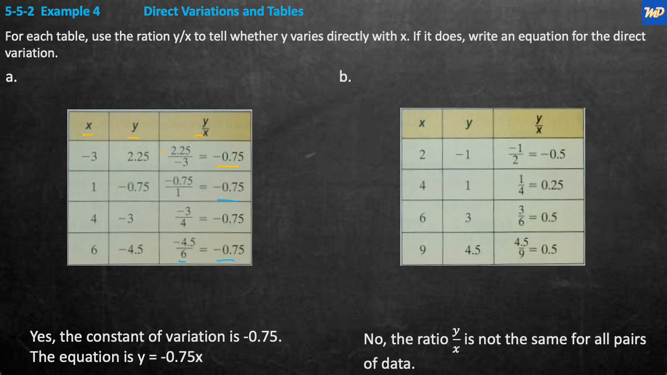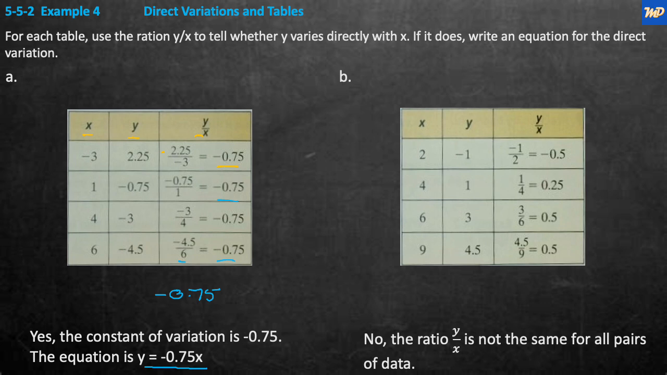This is definitely, yes, a direct variation, and the constant of variation is negative 0.75. That is the constant of variation. And what is the equation? The equation is right here. y is equal to negative 0.75 times x. Let's look at the next one.